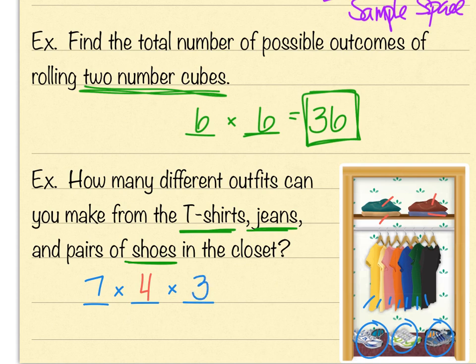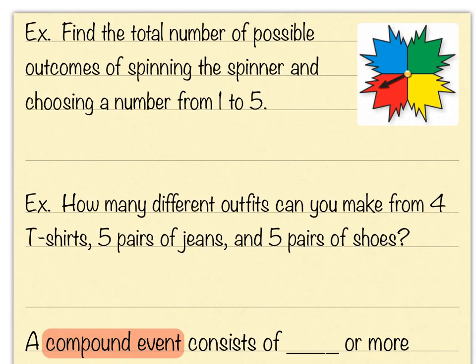So I would just multiply, and all the other problems, we've only had two numbers to multiply. In this one, we have three choices, so three numbers. 7 times 4 is 28, and 28 times 3, and that's going to give us 84. So we have 84 different possible outfits that we could make. Now, they may not all match, right? But we have 84 different possible outcomes we could make. All right, this is actually not so bad, right? Just multiplying the possibilities together.